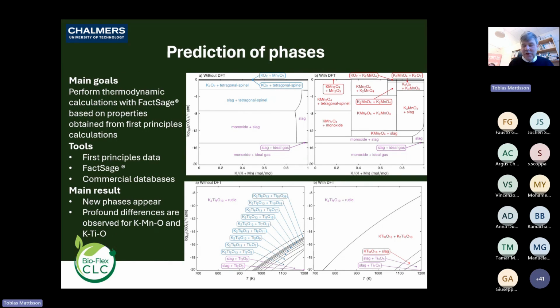Biomass has a lot of reactive ash components, which could be very problematic, like alkali, chlorides, and things like this. And sometimes the thermodynamic data is not really there. So we use these types of methods in order to get a better understanding of the types of phases that you can get and where you can get these phases.